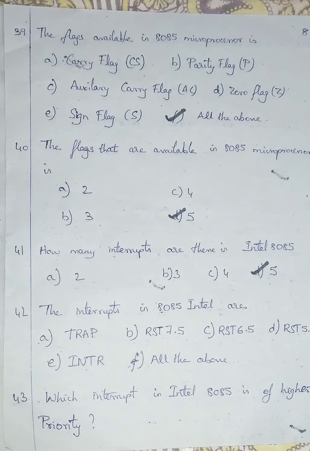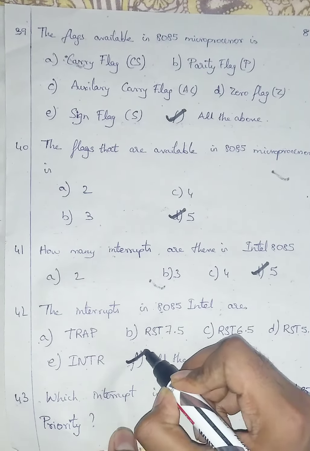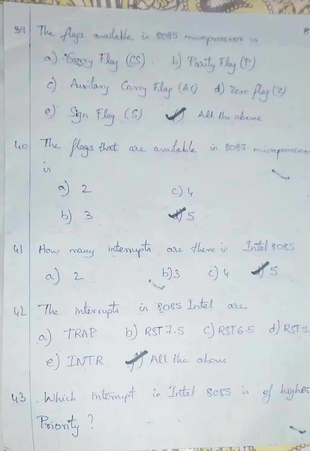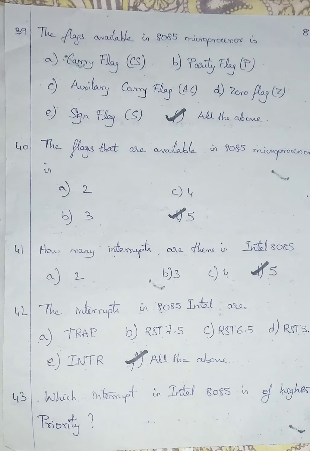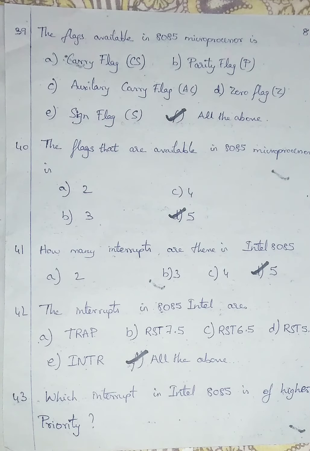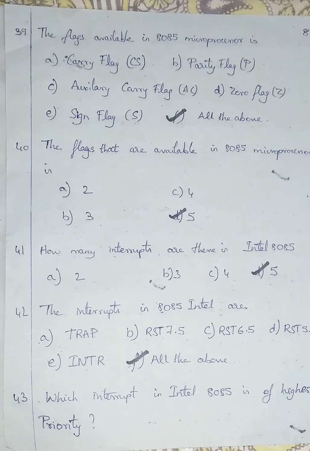In this question, I am going with option F, all the above. We have 5 interrupts in 8085. Just remember, each one has its own priority. First priority is given to TRAP, then second to RST 7.5, then RST 6.5, the fourth priority is for RST 5.5, then the fifth and least priority is for INTR.